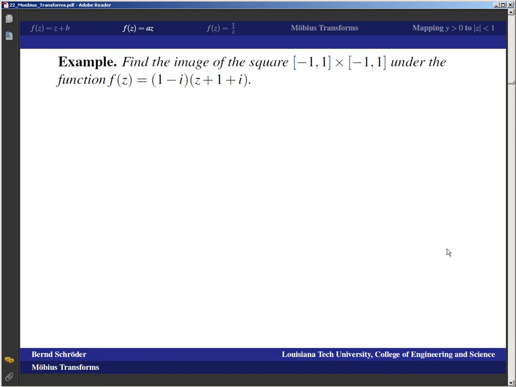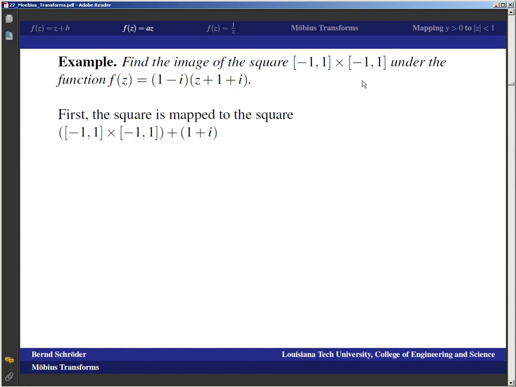As an example, and here's where we want to start practicing these visualizations, let's find the image of the square [-1, 1] cross [-1, 1] under the function f of z equals (1 minus i) times z plus (1 plus i). Okay, so we're mixing the real notation, where we're interpreting the plane as R2, with the complex notation. That is something that can also become fairly common here. Shouldn't bother us too much though.